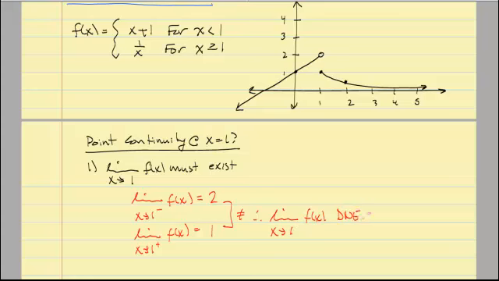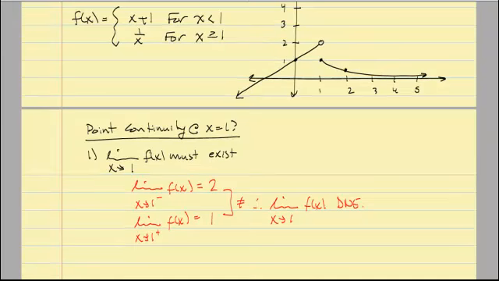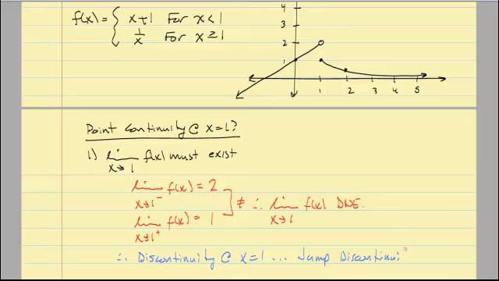And I'm done. I don't need to really check anything else because as soon as I fail to meet one of those criteria, I'm done. So therefore I have a discontinuity at x equal 1. And in fact, it's a jump discontinuity. Now, what about continuity at 3? Yeah, that looks pretty reasonable, and I can go through and check that process. What about continuity at 0? Yep, looks reasonable. I can check that process.